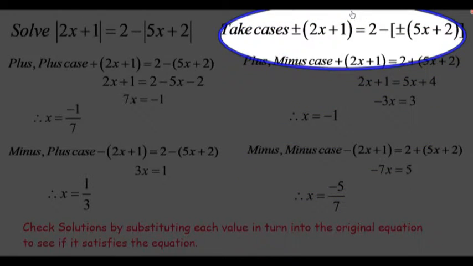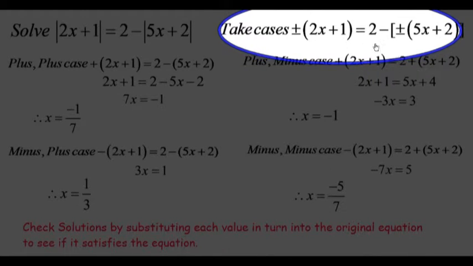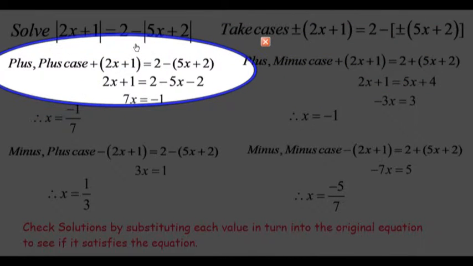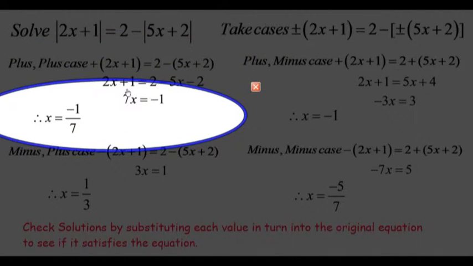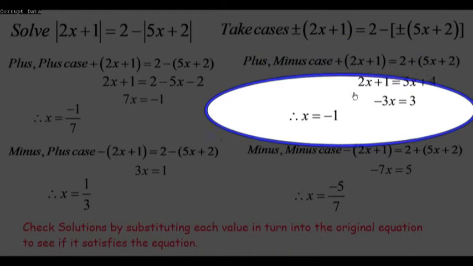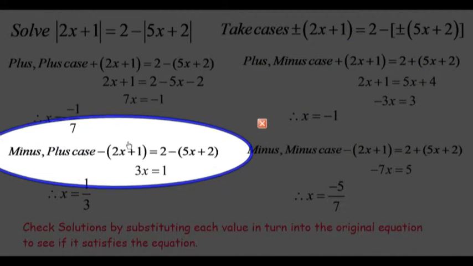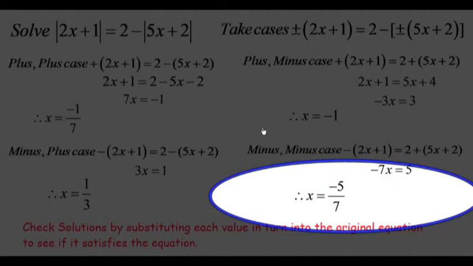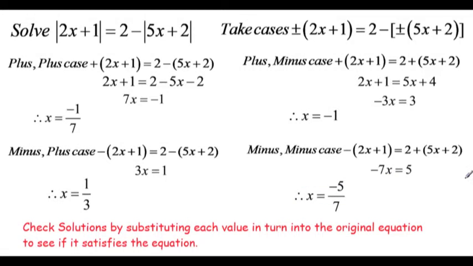Now, if you have a look back at the original expression, I'll try and make it a bit bigger, the plus case will give us basically a minus here, and then the plus minus, those two minuses will make a plus, and then the minus plus will just make that a minus. You'll just have to work out the signs, but the plus case gives us, when you work it all out, x is equal to negative 1/7. The plus minus case gives us x is negative 1. The minus plus case gives us x is 1/3, and the minus minus case gives us x is equal to minus 5/7.